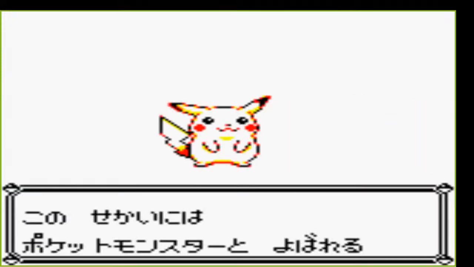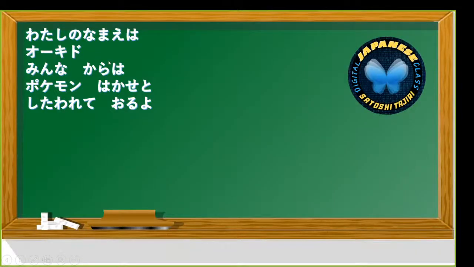Okay, let's go first with our grammar in this part. Watashi no namae wa Okido. Minakara wa Pokemon Hakase to shitawarete oru yo. So this one you're saying like, my name is Professor Oak. Everyone calls me the Pokemon Professor. We have hakase, it means professor. This is more for scientific. Instead of sensei, we have hakase.